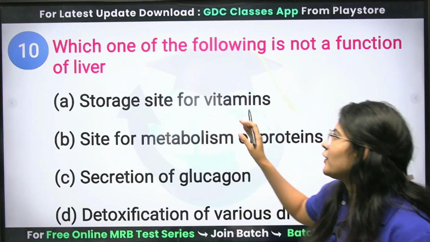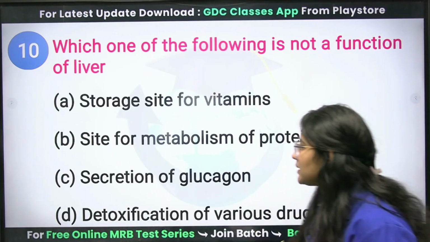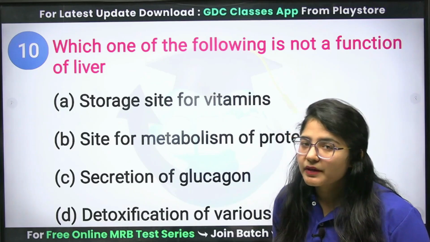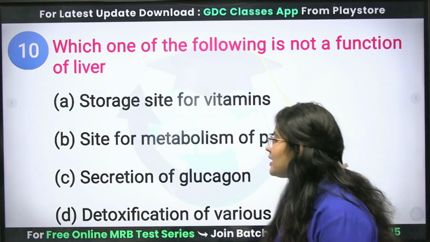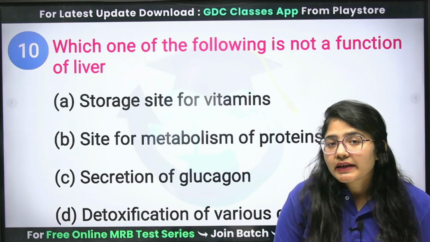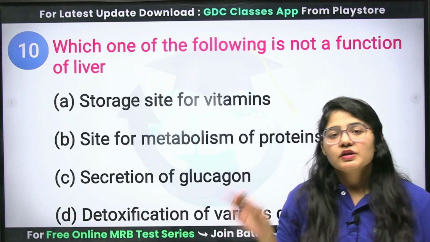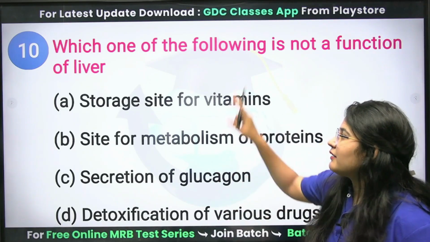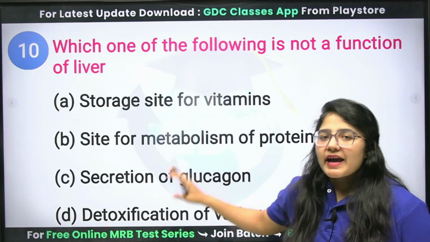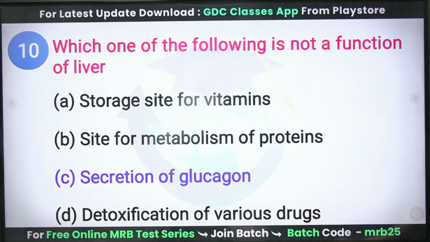Storage site for vitamins. Yes, the liver is responsible for storing vitamins. Site of metabolism of proteins. Yes, the liver is responsible for metabolism of many things. Secretion of glucagon. One minute. Glucagon is secreted by the alpha cells of the pancreas, so it is not secreted by the liver. So this will be the correct answer, because this is wrong with respect to the liver. Clear? Okay. Next question.